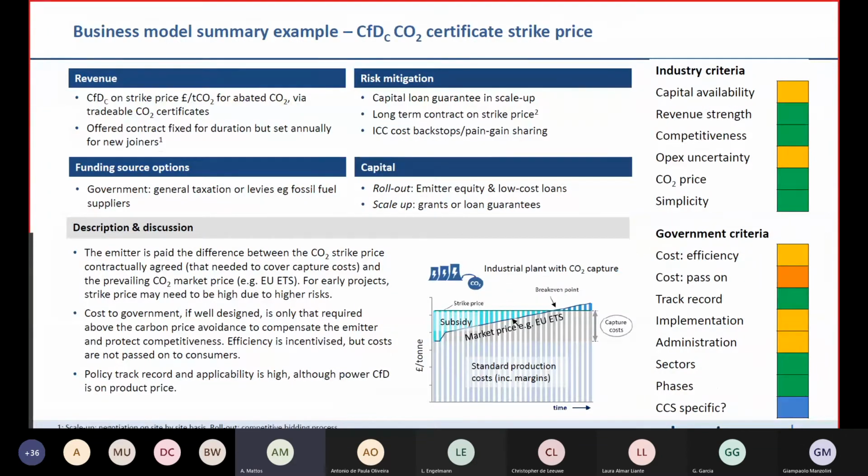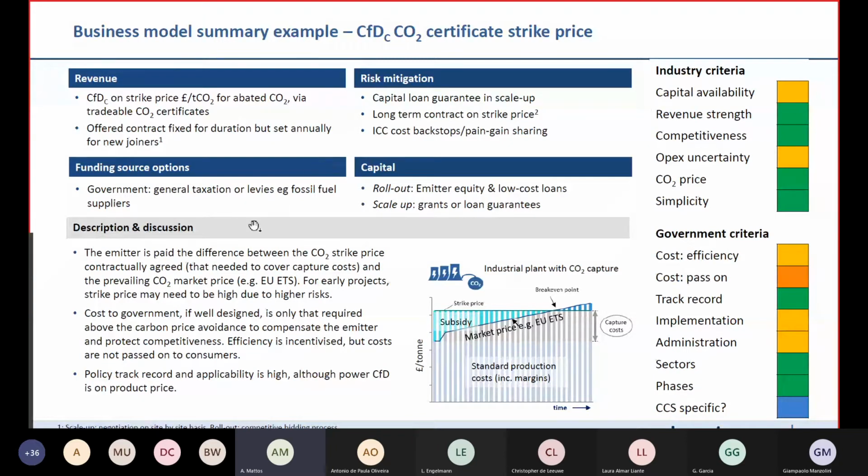So just as one example of a business model for industrial carbon capture, this is a model called the contract for difference, which is used already in the UK power market. And this is being looked at for implementation at industrial sites in the UK, as well as in some other countries such as the Netherlands, with a similar concept.